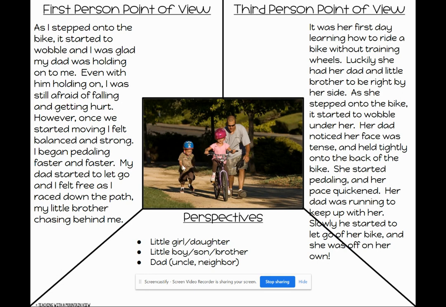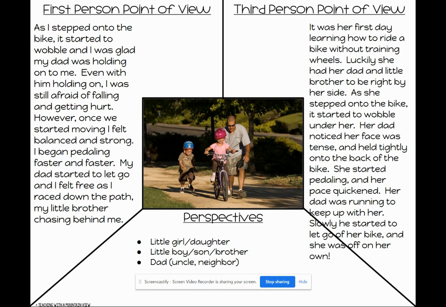I noticed that there is a little boy in the background that's running after them, and I would assume that would be maybe her little brother. I noticed that they are outside. It's a sunny day. They look like they're at a park. So my guess of what's going on here is that it is the little girl's first time learning how to ride a big girl bike without training wheels.